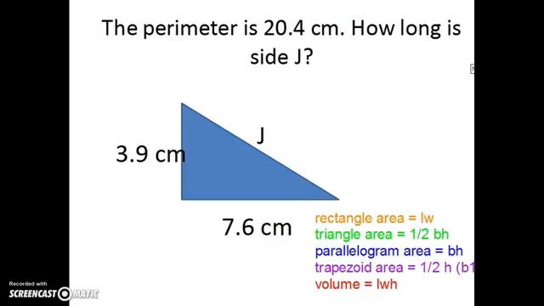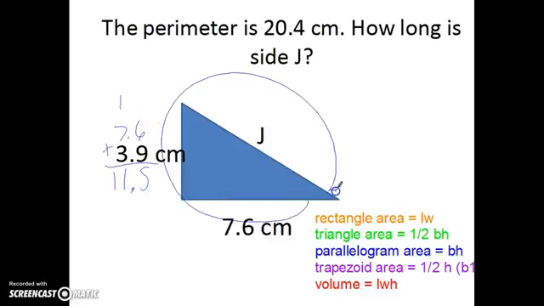The perimeter is 20.4. How long is side J? So they're giving me 2 of the sides, so I'm going to add them together. 7.6 and 3.9. I'm at 11.5. And then if the perimeter of the entire thing is 20.4, I need to subtract 20.4 minus 11.5. Come over and do some borrowing. 8.9. And when I look at it, my answer should make sense because J is definitely the longest side of the triangle, and 8.9 is longer than the other 2 sides.